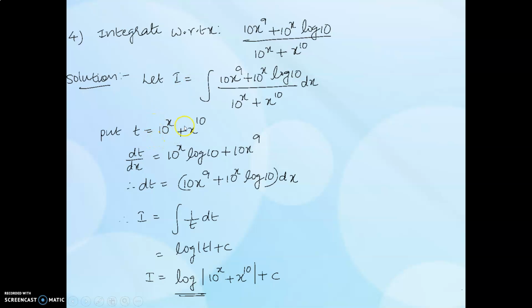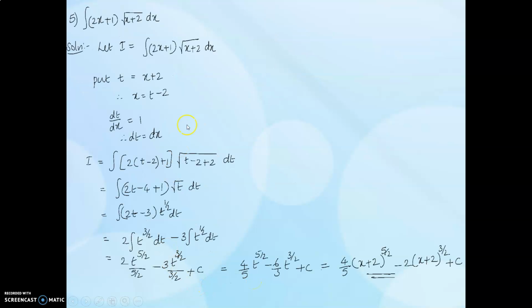So t is equal to 10 raised to x plus x raised to 10. dt upon dx is equal to 10 raised to x log 10 plus 10 into x raised to 9. So thus dt is equal to (10 x raised to 9 plus 10 raised to x log 10) dx. So this numerator will be changed with dt and this denominator is t. So integral 1 upon t dt, integrating, log mod t plus c, replacing t with the substitution term, that is log mod 10 raised to x plus x raised to 10 plus c. This is the answer for this question.